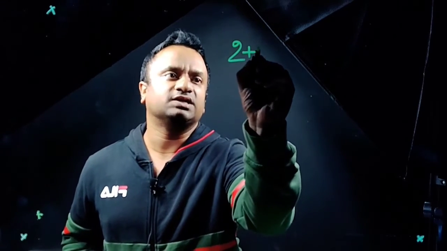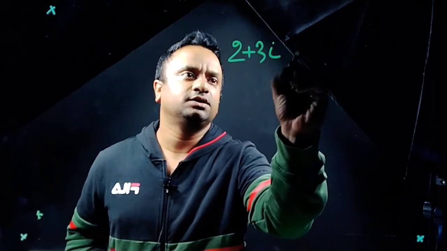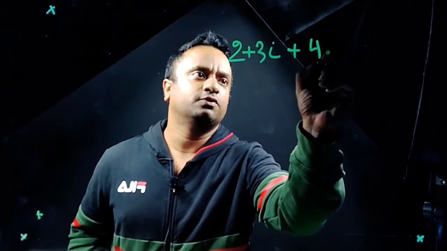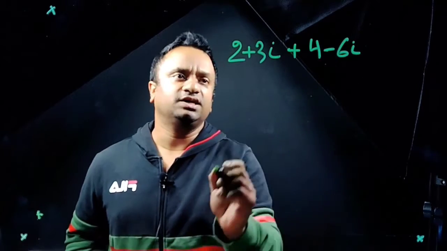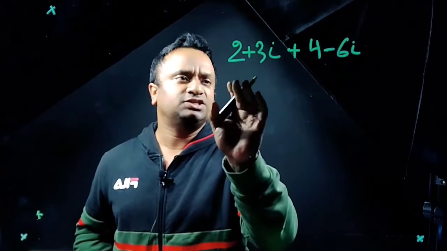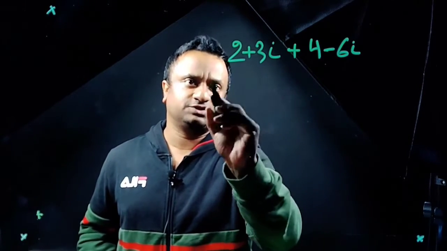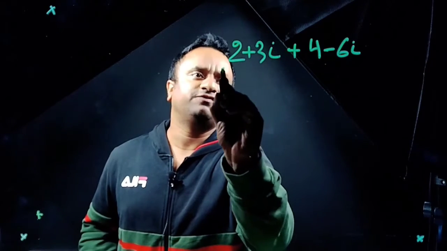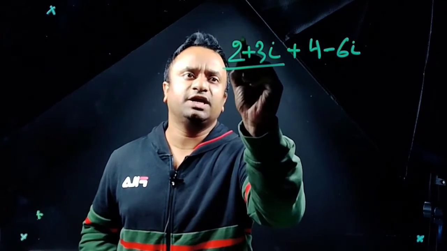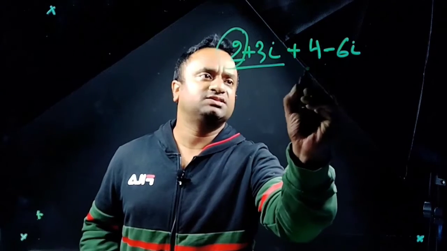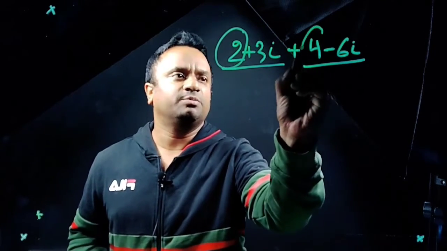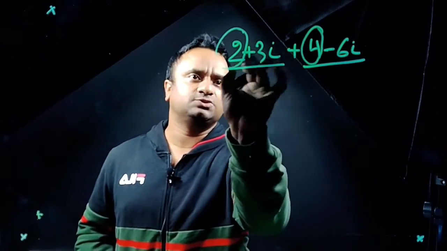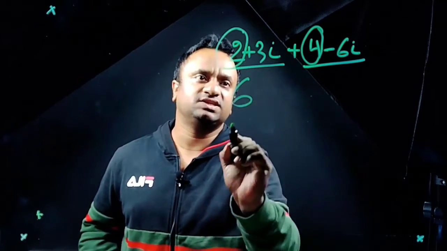Now we are going to discuss addition of complex numbers. If we have two complex numbers like 2 plus 3i plus 4 minus 6i, we just need to add the real parts first. In the first complex number, our real part is 2, and in the second complex number, our real part is 4. So we add these two, 2 plus 4, that is 6.